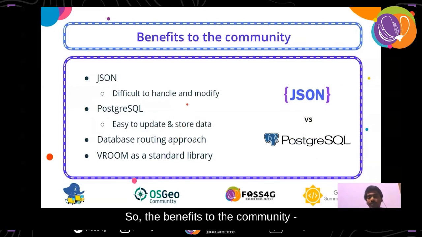So the benefits to the community. It is always easier to work with databases than with JSON. So one can easily update or store the data and route over it on the database.